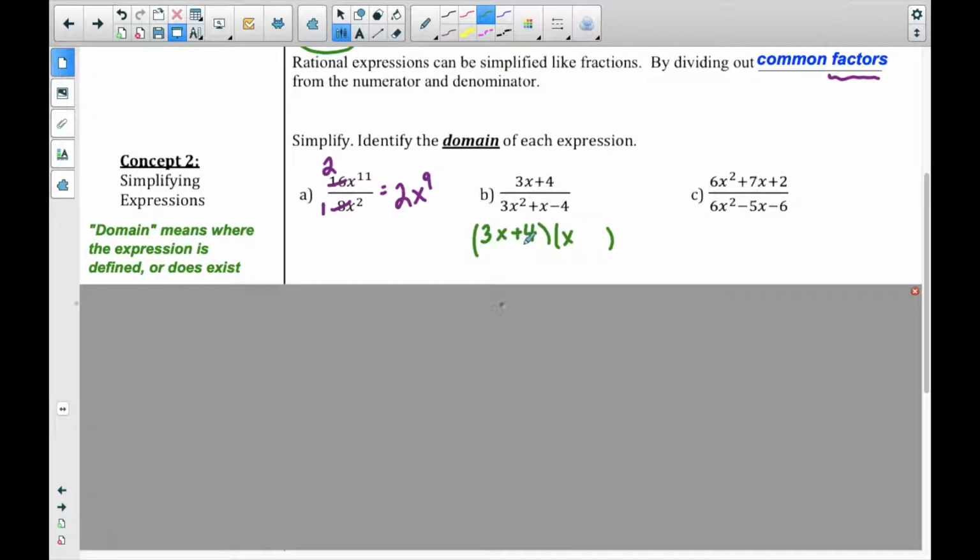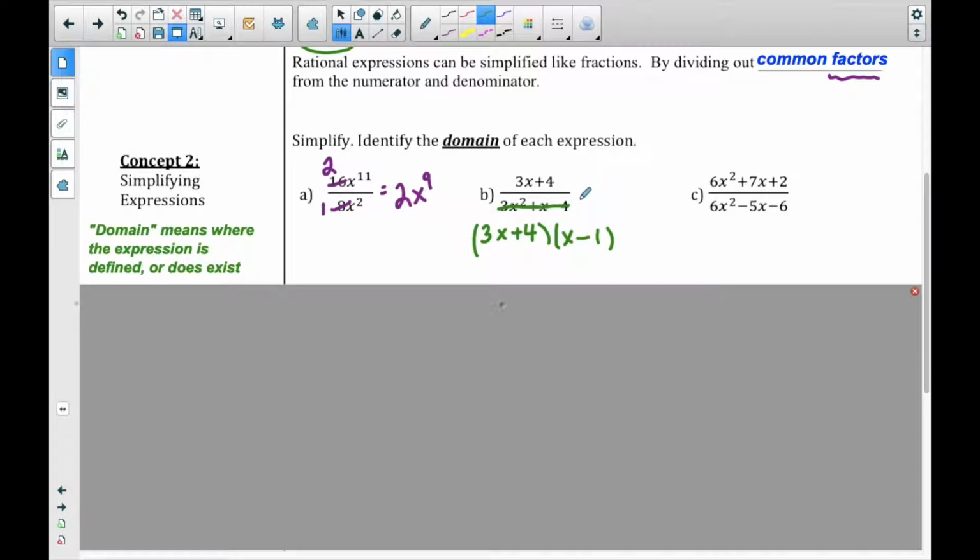So if I use that as my hint for my guess and check, then I can see by guessing and checking that I need to have a -1 here. That would give me -4 there. And if I check my middle terms, I have a -3x and a +4x. That adds up to a +x. So this is how this factors. I factor by guess and check.